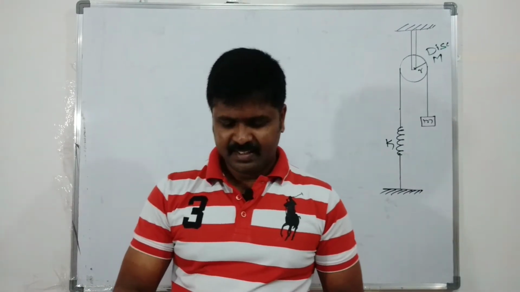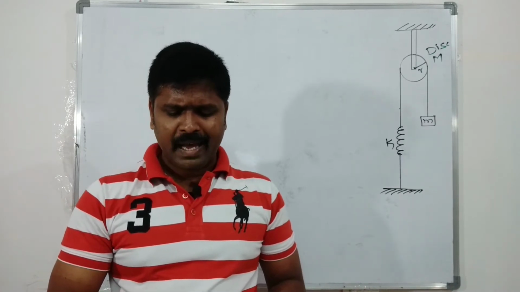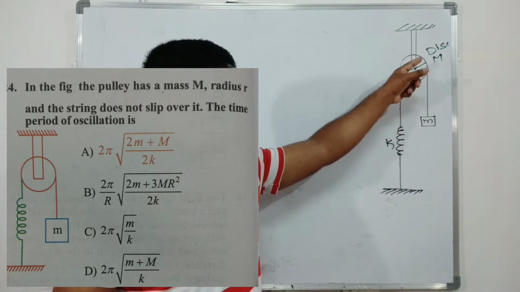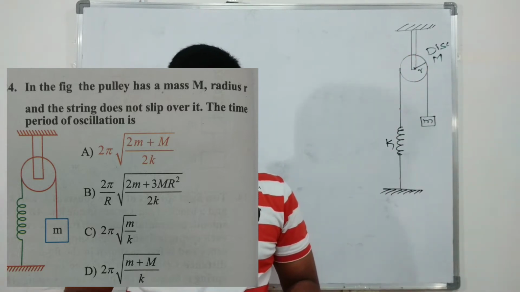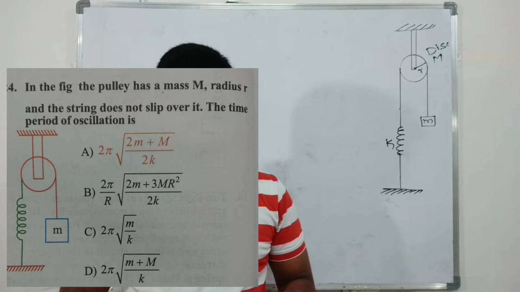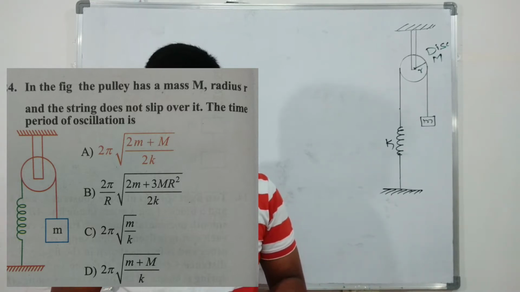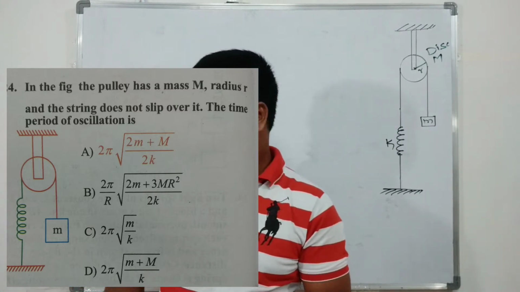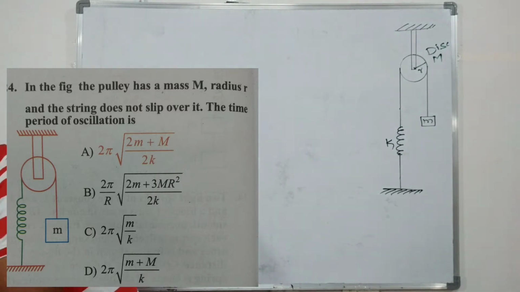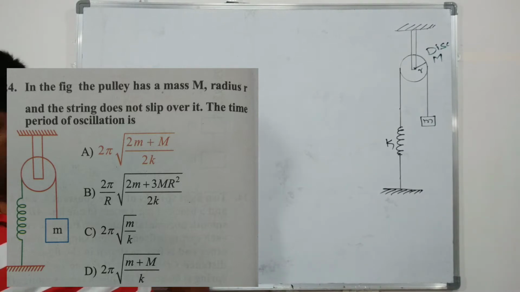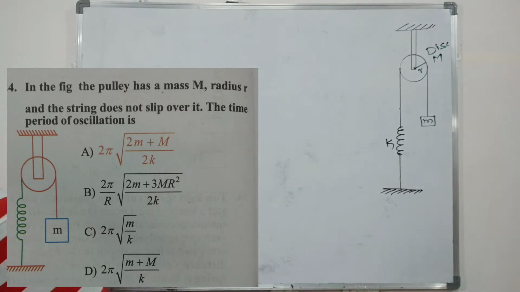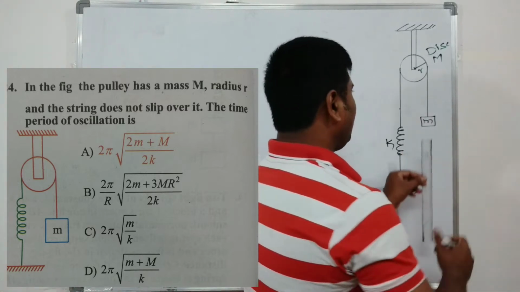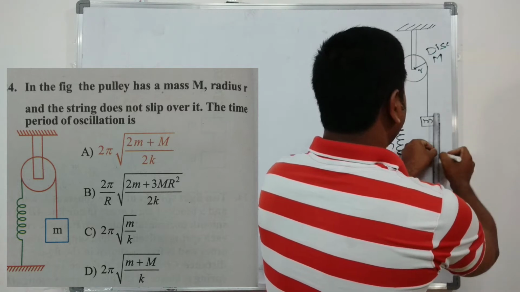Interesting question. See, in the figure, the pulley has a mass M, capital M, and radius R. We can take it as a disc, and the string does not slip over it. The time period of oscillation of the system is... see here, this is a block of mass m, which gets displaced by y.